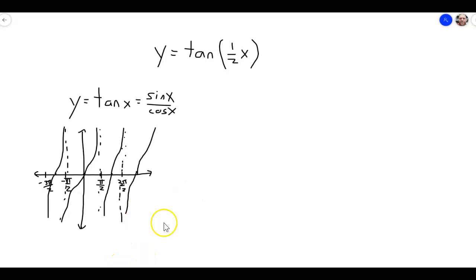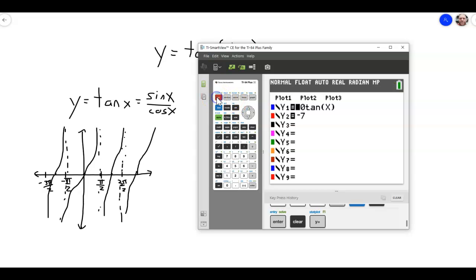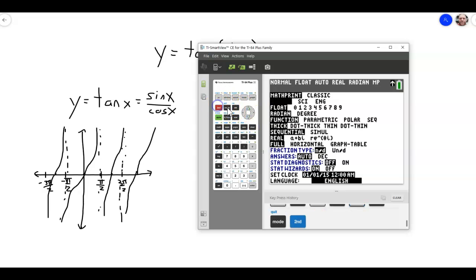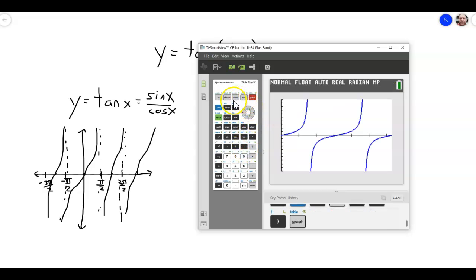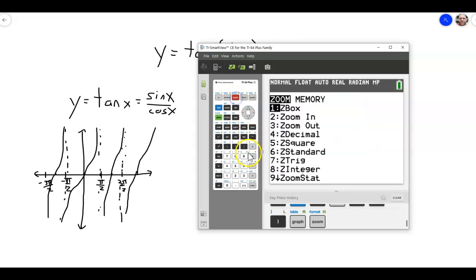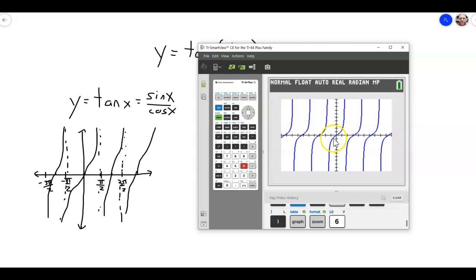And we can verify this on our calculators as well. So let's go ahead and do that. Let me clear this out of here, and make sure I am in radians. So if I just graph the tangent function, tangent of x, and graph it, in a standard mode, it's going to give me this graph here.